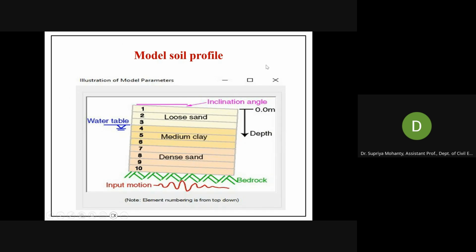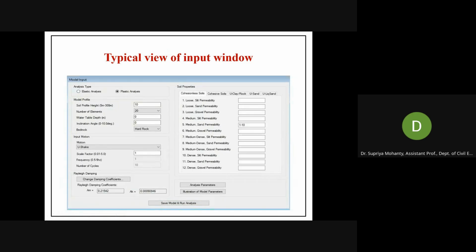This is a typical model soil profile you can find in Cyclic 1D. So ground response analysis, particularly without any structure, you can analyze whether it will liquefy or not numerically. This is the typical input window of Cyclic 1D. You need to select the analysis type. Here you can give the model profile, and you can use the user-defined setting.